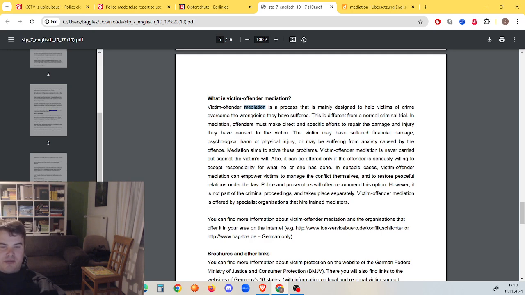Victim-offender mediation is never carried out against the victim's will. Also, it can be offered only if the offender is seriously willing to accept responsibility for what he or she has done. In suitable cases, victim-offender mediation can empower victims to manage the conflict themselves and restore peaceful relations under the law. Police and prosecutors will often recommend this option. However, it is not part of the criminal proceedings. It takes place separately. Victim-offender mediation is offered by specialist organizations that hire trained mediators.